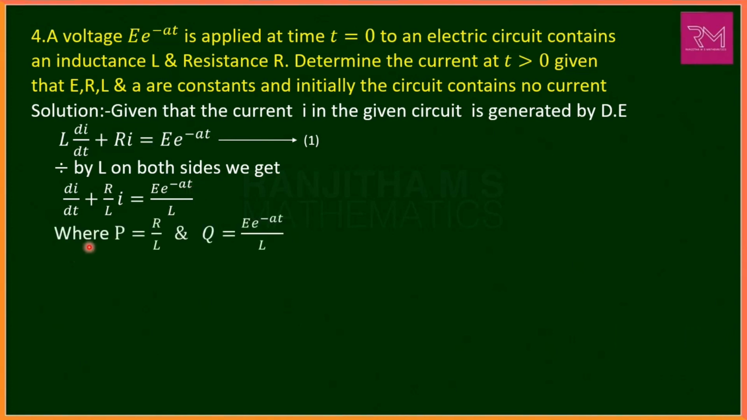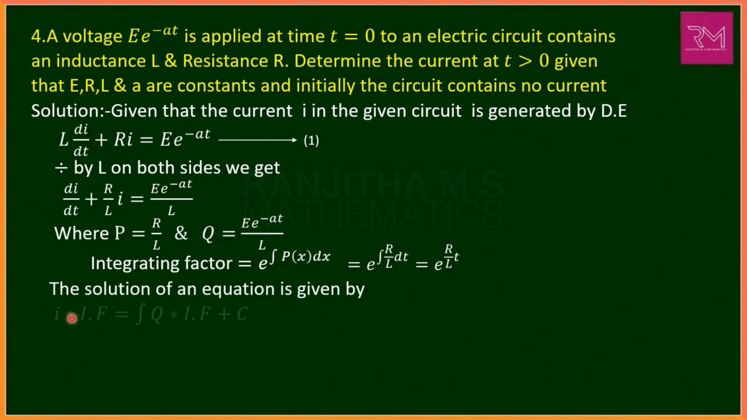Here this is a linear differential equation, where p is r by L and q is E into exponential power minus at by L. Next step, we have to find the integrating factor, that is, integrating factor is exponential power integral of p of x into dx. Here in the place of x we substitute t, so it is exponential power integral of r by L into dt, which is equal to, take r by L as common, integration of 1 into dt is t. Therefore we get the integrating factor as exponential power r by L into t.